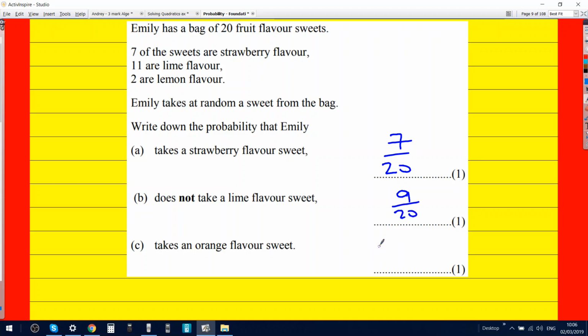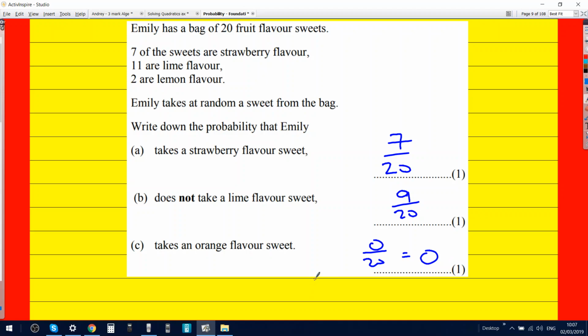An orange flavour sweet. Would it be 1 over 20? Why is that? Let me just see if my line's correct. 7 plus 11, oh no, that equals 20 sweets. Would it be 0, because there aren't any orange flavoured sweets? Yeah, so that's 0 out of 20, 0.